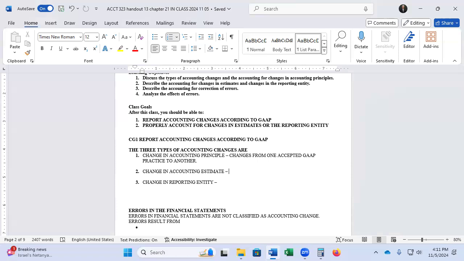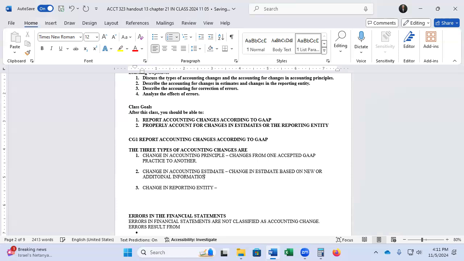A change in accounting estimate. So this would be a change in estimate based on new or additional information.